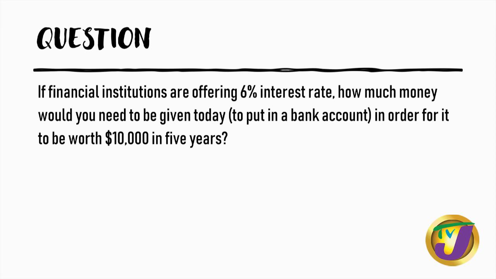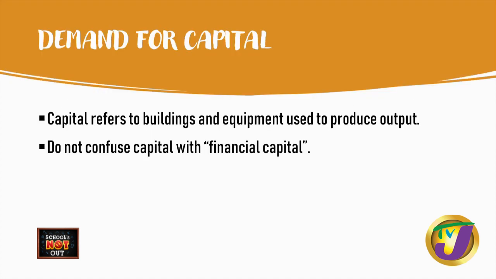Now, if financial institutions are offering a 6% interest rate, how much money would you need today in order for it to be equal to $10,000 in 5 years' time? So, if your parents promise you $10,000 in 5 years' time, and you also know that maybe it's a possibility you can get this money today, you want to know, how do you get to $10,000 in 5 years' time if they give you a sum of money today? What would that sum need to be? So we're looking at the demand for capital.